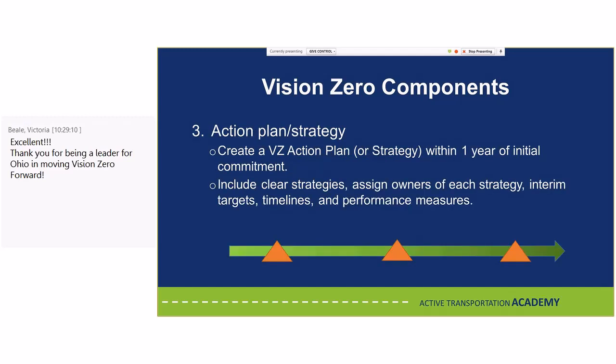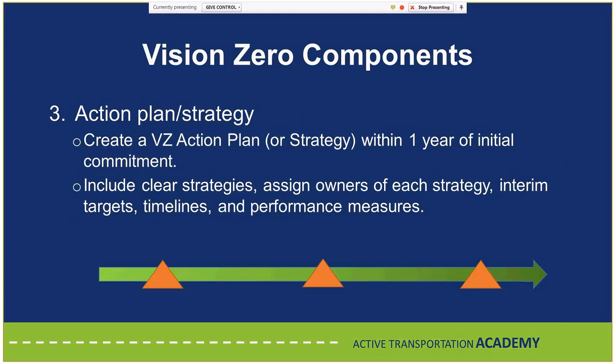The third component is creating this action plan or strategy. It's important to do that within a year of that initial commitment so you still have the momentum. Within the plan, include clear strategies, assign who owns each strategy and who's responsible, and set targets, timelines, and performance measures.